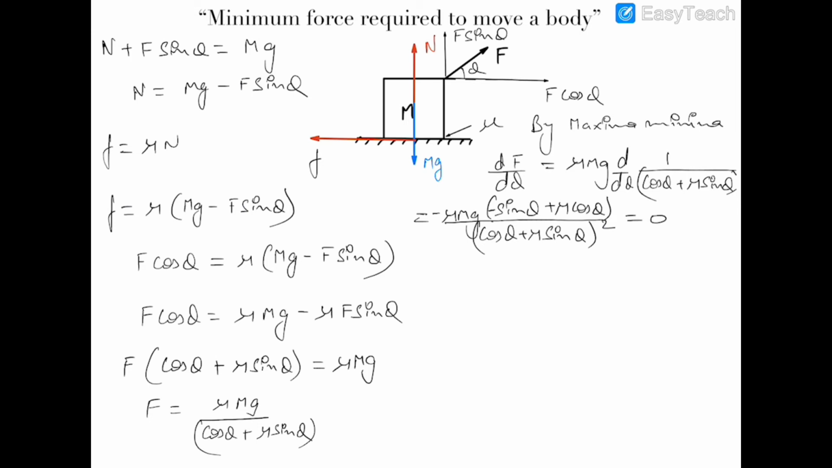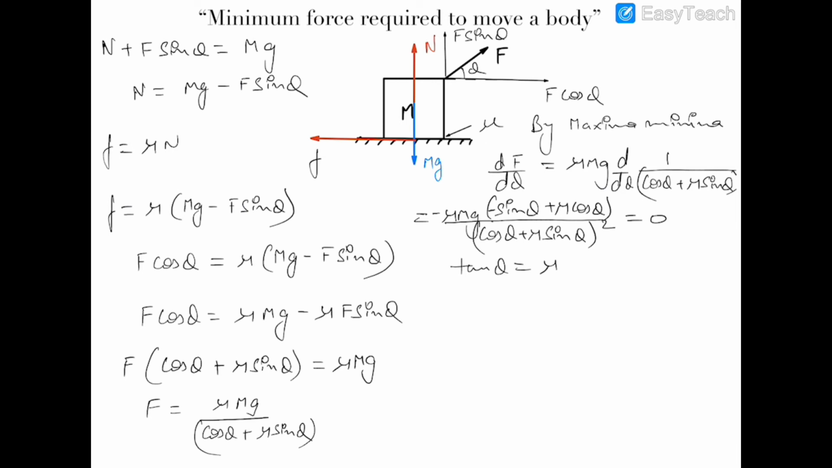We know the steps of maxima minima. So we can see that tan theta is equal to mu, and theta is equal to tan inverse mu. So we are able to find the angle at which we should apply this force so that this force is the minimum required to move this block. So this angle should be such that tan theta is equal to mu.